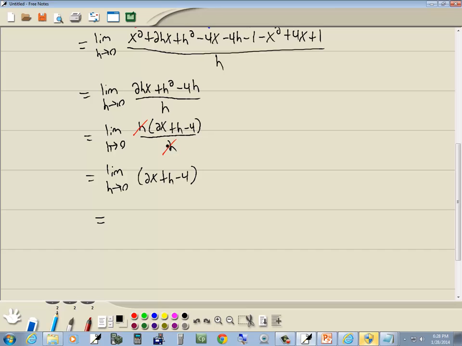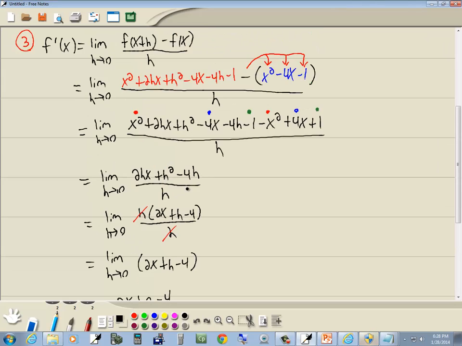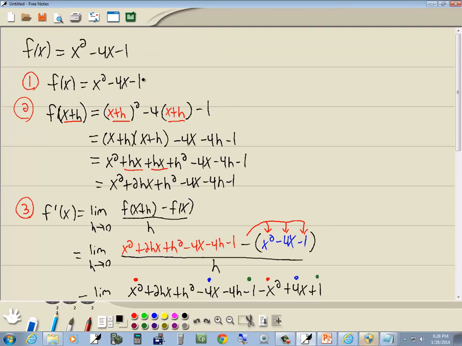Now that h down in the denominator is what was causing us a problem. So now we're ready to plug 0 in for h. So we're going to have 2x plus 0 minus 4, or 2x minus 4. And that's our answer. That's the derivative of x squared minus 4x minus 1.